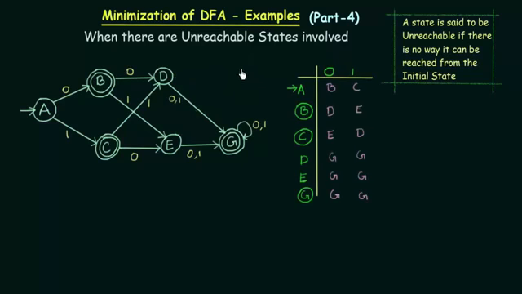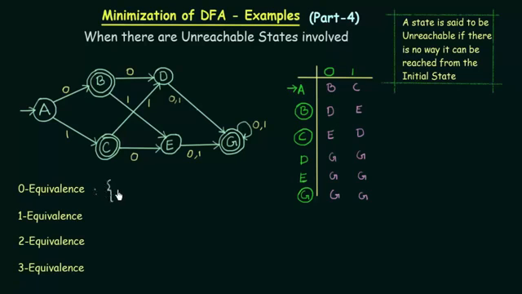So here I have now removed the unreachable state F, and then I have made the transition table without the unreachable state F. So here A is my initial state, and we have three final states here, B, C, and G, and this is the transition table. Now the procedure for minimizing is the same like we used to do. So let us write the equivalences for this. Starting with the zero equivalence, how do we write the zero equivalence? We put the final states and non-final states in separate sets.